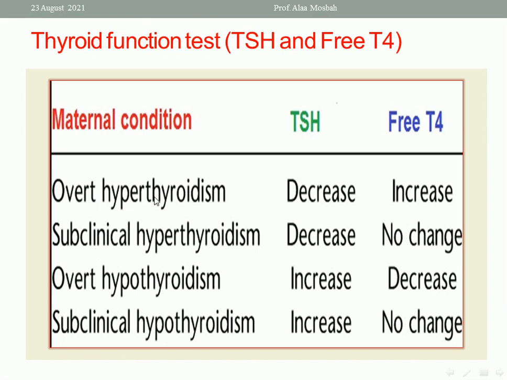In overt hyperthyroidism, TSH is decreased. Why decreased? Because excess thyroxine causes reflex inhibition of the pituitary release of TSH. So TSH will be decreased, and free T4 is increased. If you measure the serum level of free T4, you will find it increased. This is in overt hyperthyroidism. What about subclinical hyperthyroidism? TSH is decreased while free T4 has no change, or it is in the normal range.